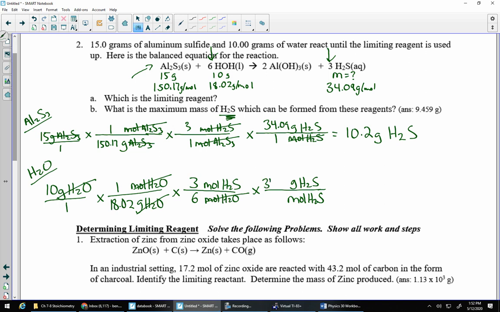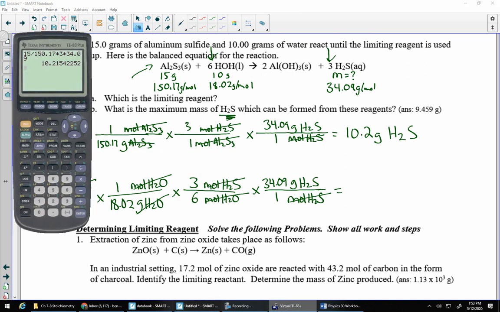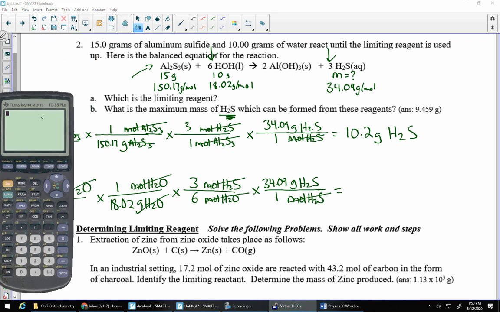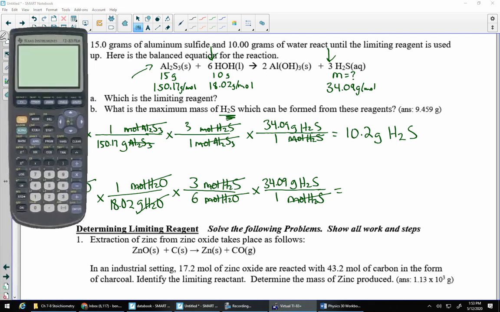And it was 34.09 grams for every 1 mole. We see moles cancel with moles, and all I got to do is get out the trusted calculator. And so what was it? It was 10 grams. Okay, perfect. So 10 divided by 18.02 times 3 divided by 6. So that's my mole ratio. And then times 34.09. And works out to be 9.46 grams.